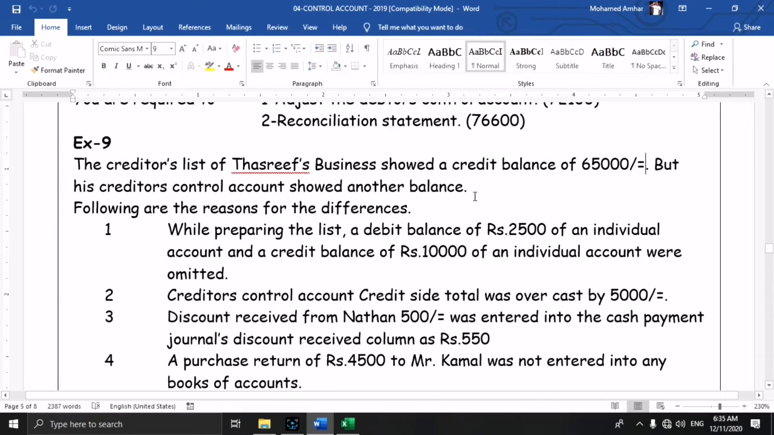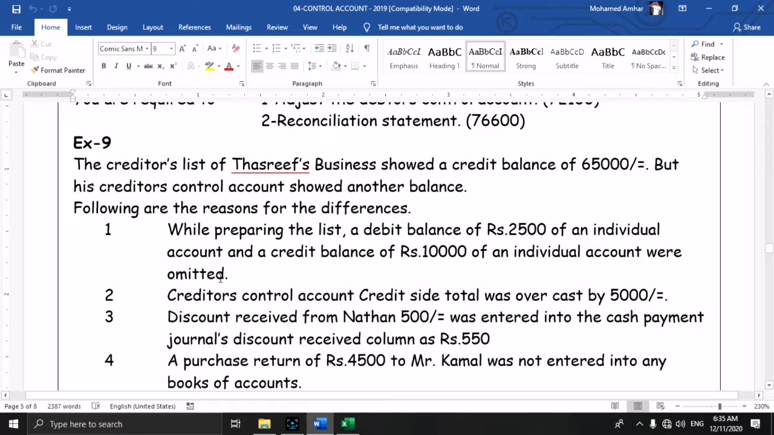Here in this sum, the creditors control balance is not given, so you have to find it out. Following are the reasons for the differences. While preparing the list, a debit balance of 2,500 of an individual account and a credit balance of rupees 10,000 of an individual account were omitted.